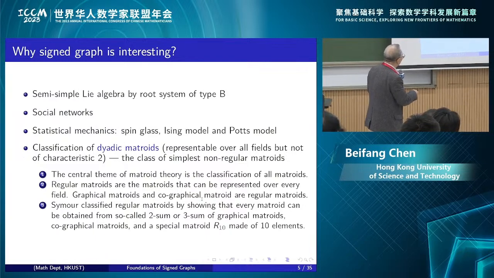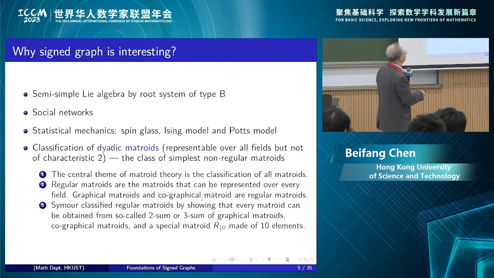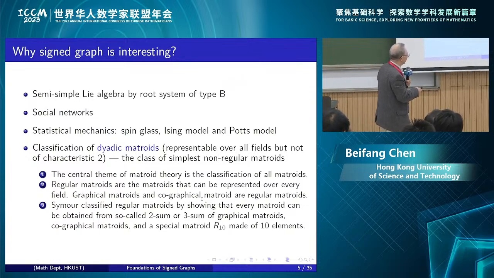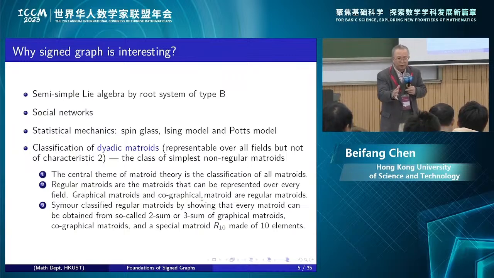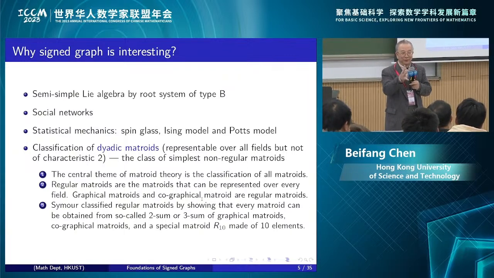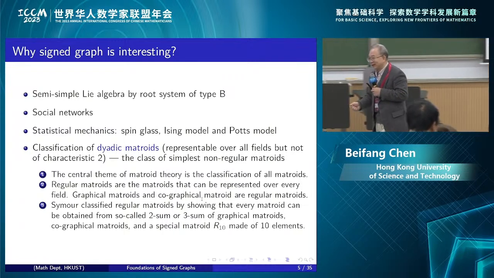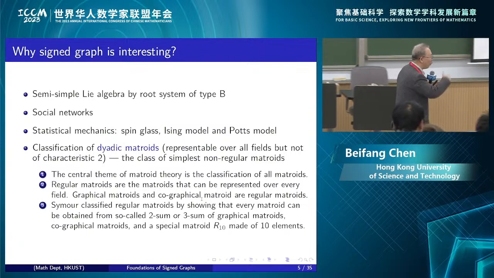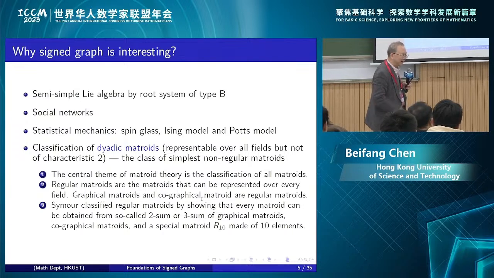Beyond regular matroids, classifying matroids in general is, of course, very difficult, practically impossible. But the simplest case of non-regular matroids now has a name: dyadic matroids. These are matroids which can be represented over all fields except one kind of field, the field of characteristic 2, where 1 plus 1 equals 0. If a matroid can be represented over all fields except this one, it is called a dyadic matroid.